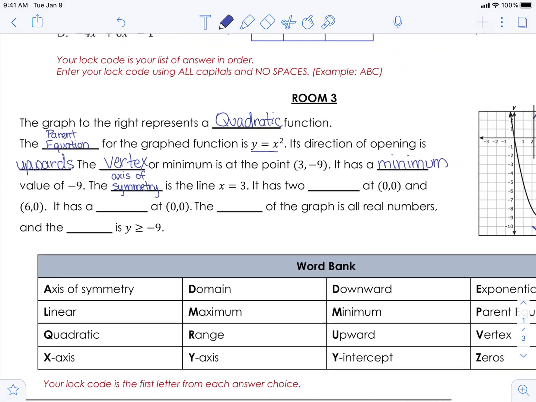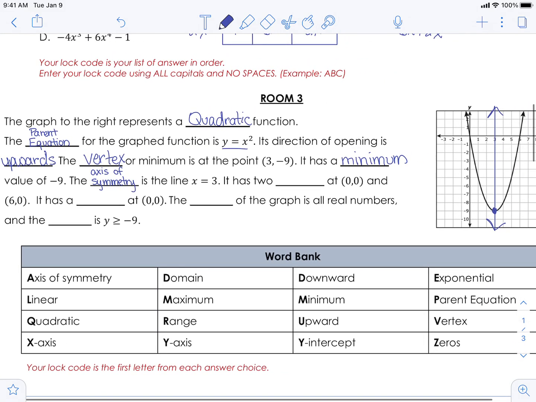Okay, it has two blank at 0, 0 and 6, 0. So 0, 0 is here, 6, 0 is here, and that happens to fall on the x-axis, which makes them either x-intercepts, zeros, or solutions. If I look at my little word bank, it looks like I just have zeros, so it's going to be zeros. It says it has a blank at 0, 0. Well, we already said it was an x-intercept, or zero, or solution, but it also falls on the y-axis, which makes it a y-intercept. Ran out of space there.